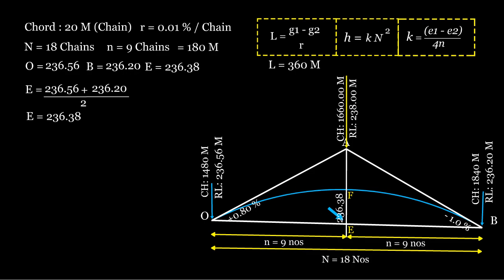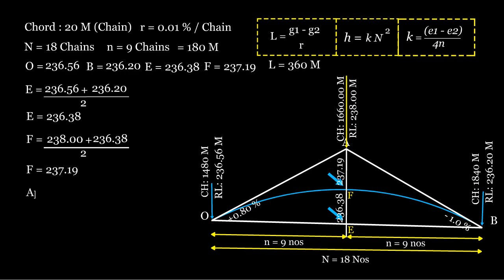Step 5. Calculate the value of point F. Point F is midway between points A and E, so RL of point F equals RL of A plus RL of E divided by 2. 238 plus 236.38 divided by 2, which equals 237.19 meters. The apex value is the difference between A and F. 238 minus 237.19, which equals 0.81 meters. This value is the H value of 0.9 from the beginning of the curve.